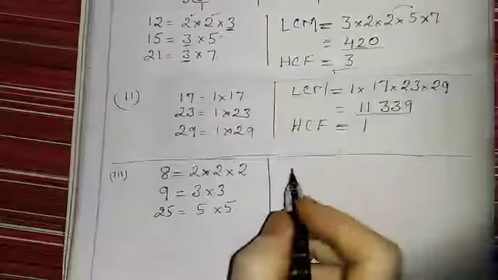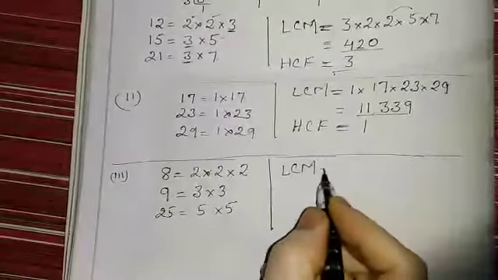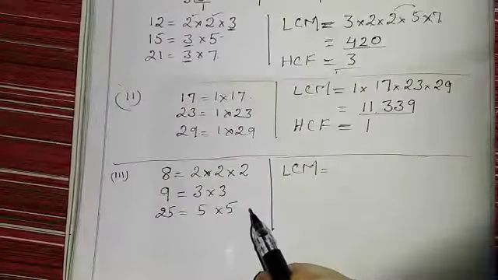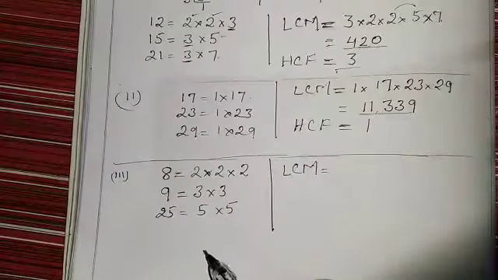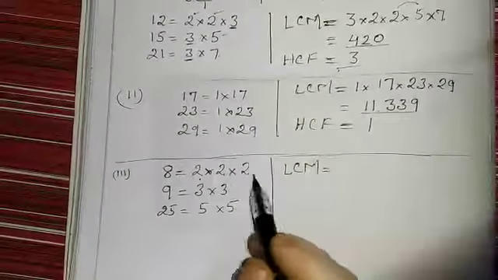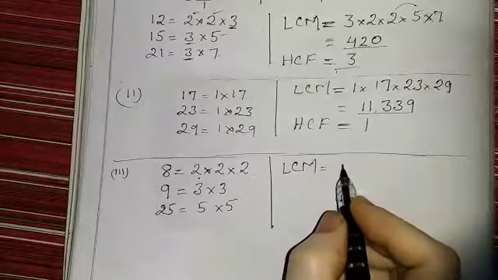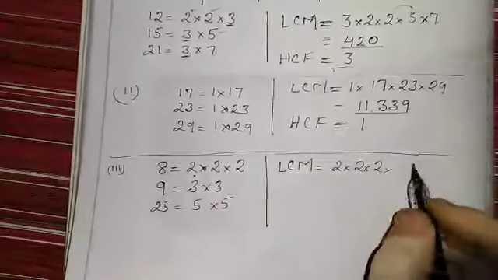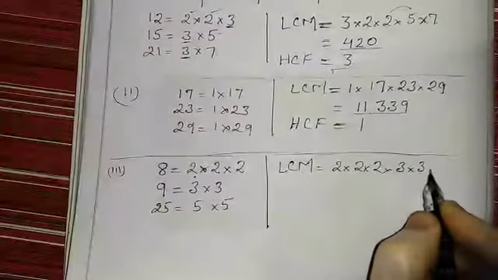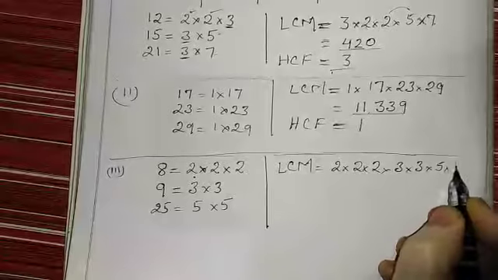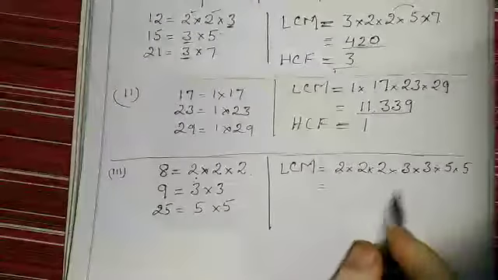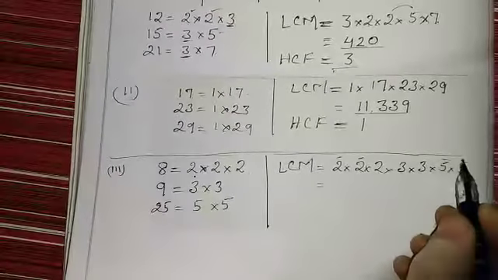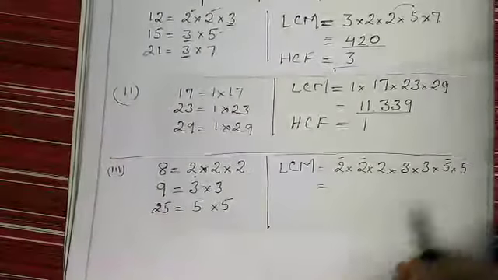So find the LCM. First take common factor. No number is common. Now 2 into 2 into 2. You can write in this way. Then 3 into 3. And then 5 into 5. If you multiply it, you will get this. 2 into 5 becomes 10. 2 into 5 becomes 10. 10 into 10 is 100.